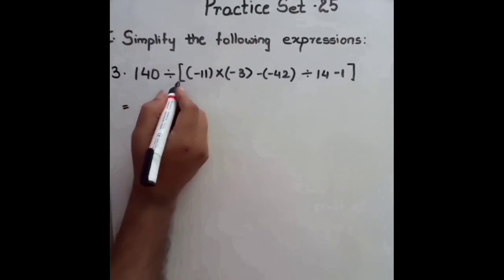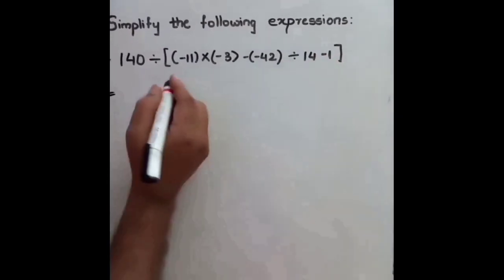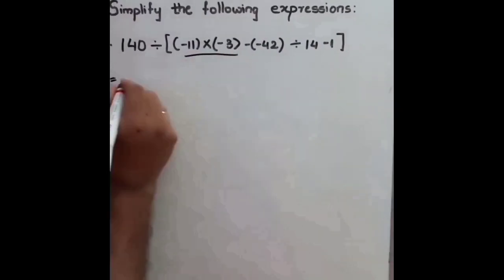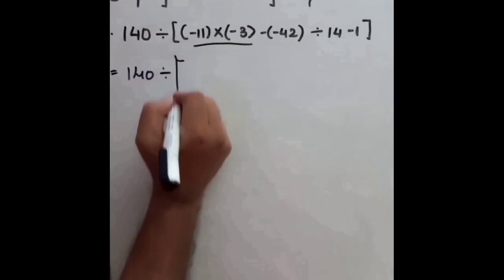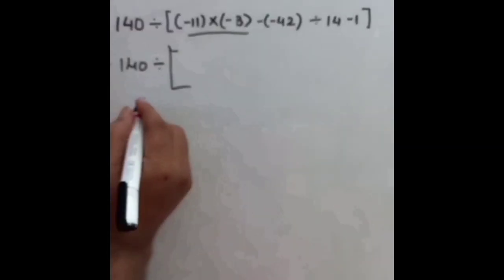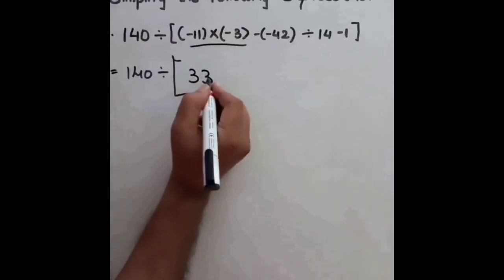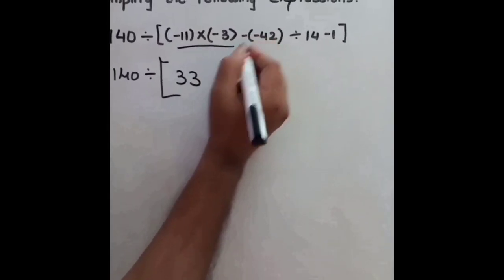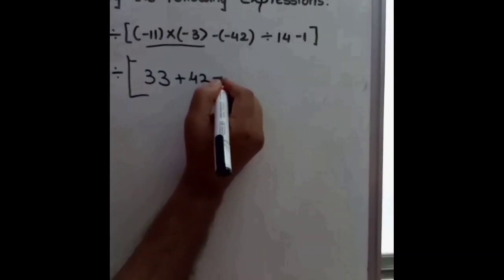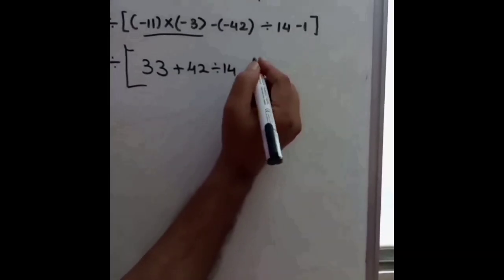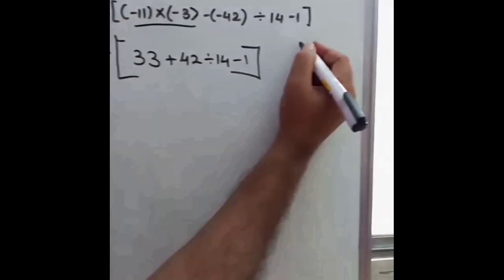Now we are going to solve the third sum. That is 140 divided by (minus 11 into minus 3 plus 42 divided by 14 minus 1). Here first we'll solve this part. So it will be 140 divided by minus 11 into minus 3, that is minus into minus, plus, and 33. 11 3s are 33, and minus into minus plus. 42 divided by 14 minus 1. Here we have solved the brackets first.